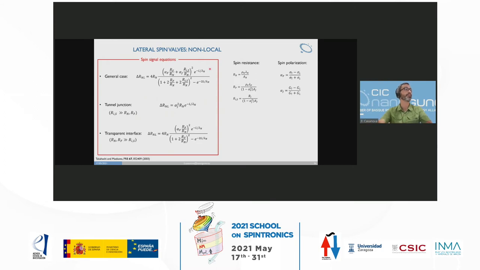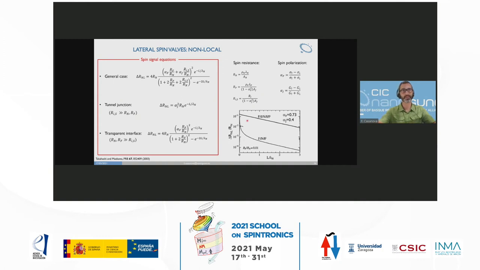But this is a very general case, and we can play with numbers and go to the two extreme cases. One would be if you have an ideal tunnel junction at your interface, then the expression gets very simple. It's just a simple exponential decay, okay? As we can see here, that's the spin signal. It's a log scale, so it decays exponentially. It's a line here. In the case of a transparent contact, it's a bit more complicated. The decay is faster at short distances, and then it becomes also exponential. The problem here is that when the spins are injected at the interface, not all spins flow into the normal material. Some of them flow back into the ferromagnet, and then some of the signal is lost.